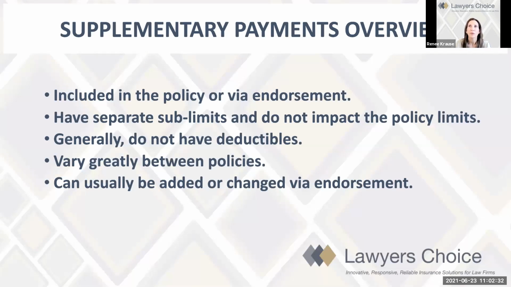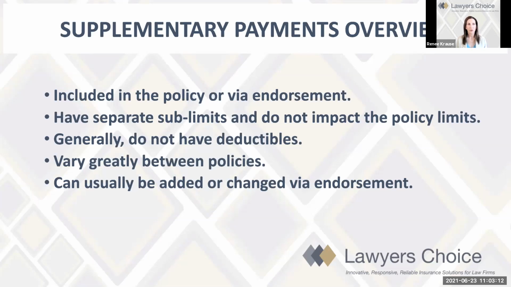So a little overview about supplementary payments. These are included in the LPL policy or via endorsement. So that means you'll either have a section within the policy form that is named supplementary payments or additional benefits, something like that, and it will be enumerated there. And if you don't have it there, you can look to your endorsements and you can see a summary of those on your declarations page, and that will be enumerated there. So you'll see an endorsement for grievance defense or some other type of coverage that we'll talk about in a moment. Something else is that they have separate sublimits and do not impact the policy limits.